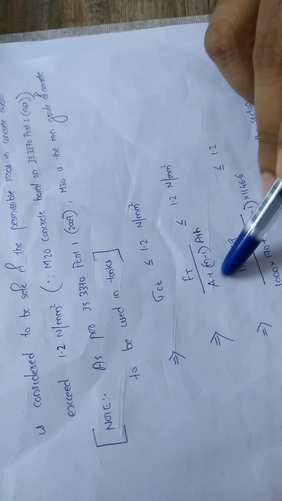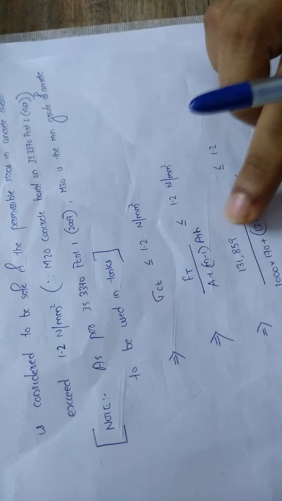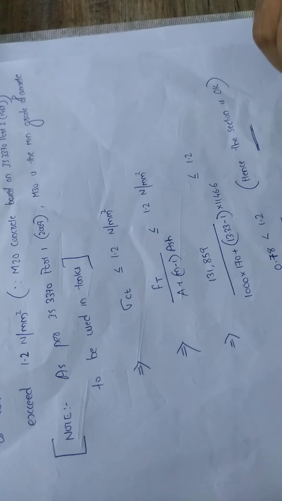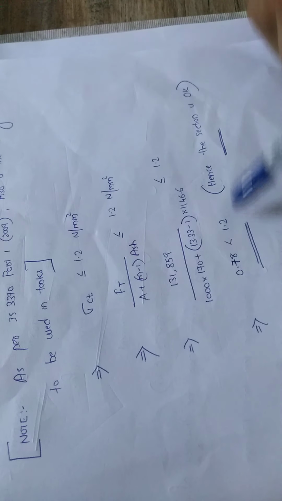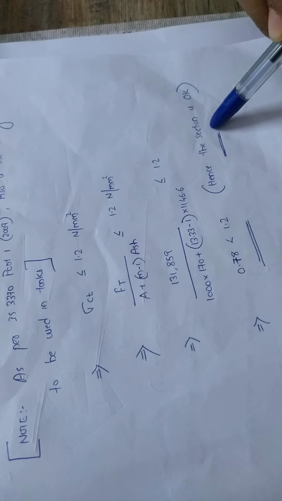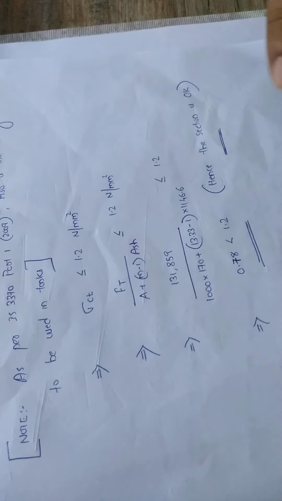the equivalent area of cross section, that is A plus (m minus 1) into ASH. This we have discussed in the previous video, how it is coming and all. And so what we are getting is 0.78, which is less than 1.2, and hence we can say the section is okay. The wall thickness provided is safe.